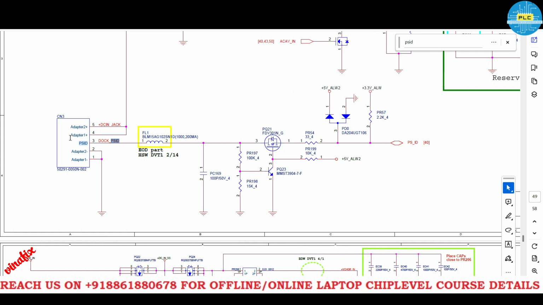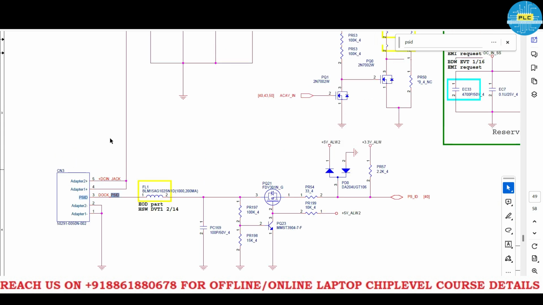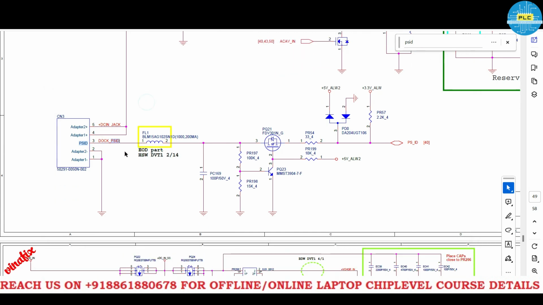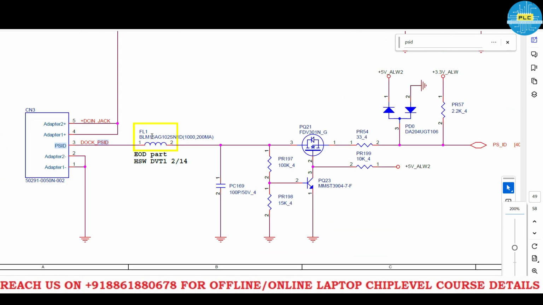See, this is the DC connector, right? This is positive and this one is negative, and in between is one PSID, dark PSID. That dark PSID first, where has it gone? I am just showing you the circuit. Okay, next we will compare each and everything.